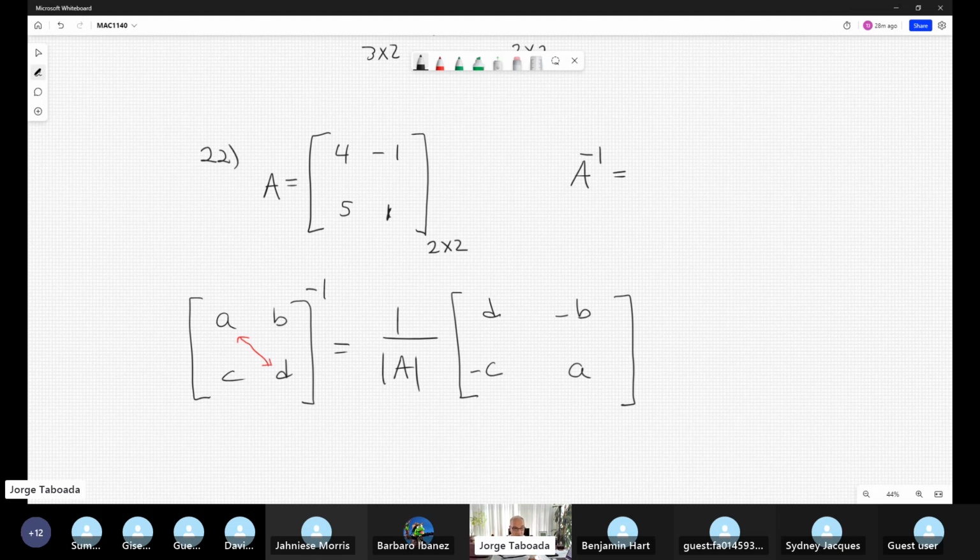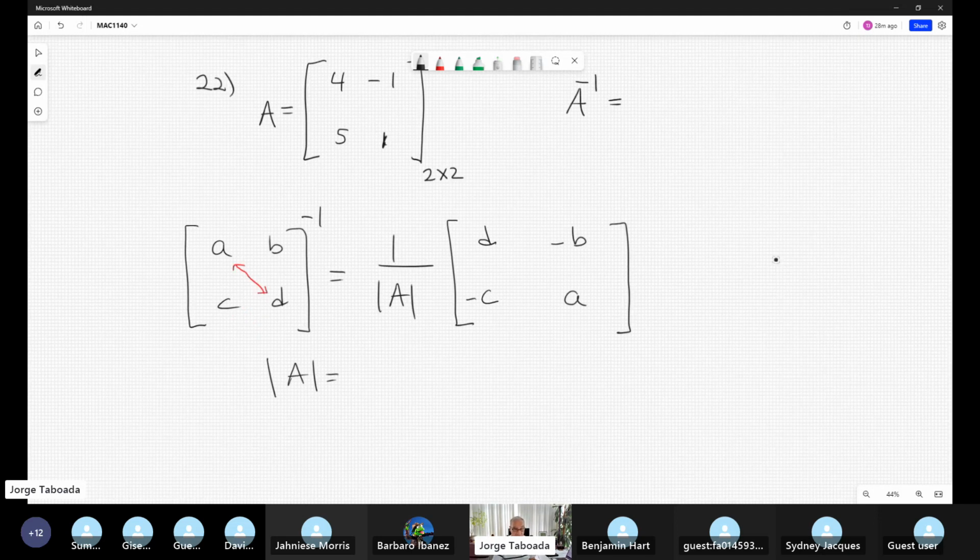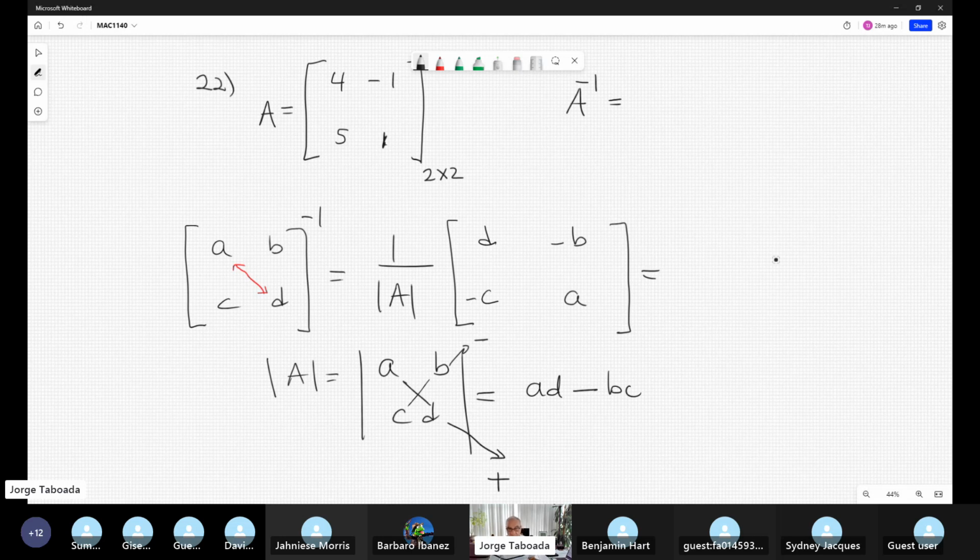And what is the determinant of A? Well, this is the formula specific for 2 by 2. If it's 3 by 3, no. So now, the determinant is easy. This is my determinant: A, B, C, D. You multiply A and D, no change of sign, A times D, minus B and C. So the formula is 1 over AD minus BC, and inside is D, minus B, minus C, A.